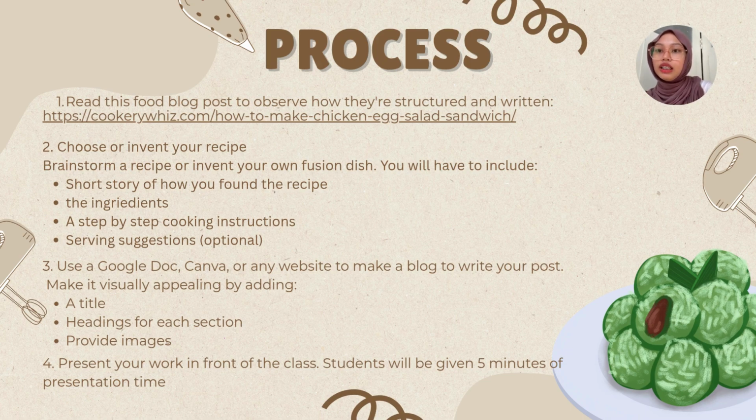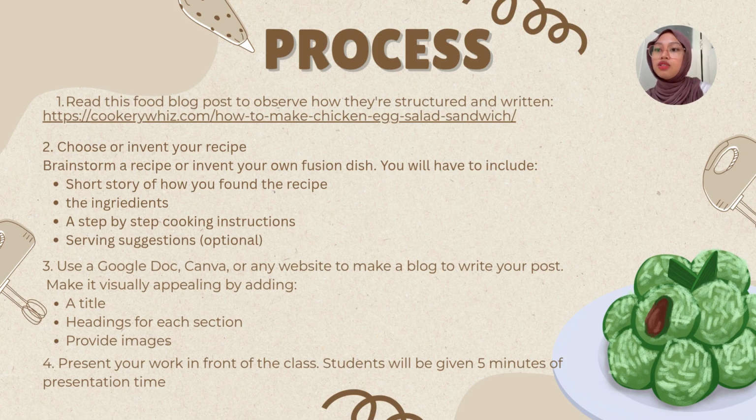Students can also click on the link provided to take a look at how the blog is structured and written by the author. Secondly, students can choose to invent a recipe or use a real recipe that they know to share on their food blog post. Here, students' writing skills will be evaluated because in the steps, students will have to include a short story or a short introduction on how they found the recipe, the ingredients of the recipe, step-by-step cooking instructions, and the serving suggestions, which are optional to put on their food blog post.